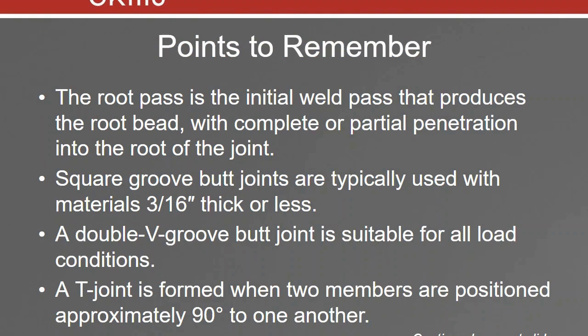A couple of things to remember. The root pass is the initial weld pass, okay, with complete or partial penetration into the root of the joint. Remember, the more penetration you get, the better off you're going to be. Square groove butt joints are typically used with materials 3/16 or less. If it's 1/4 inch thick or more, put a bevel on it. Double V groove is suitable for all load conditions. T-joints are formed when the members are positioned at 90 degrees to one another.